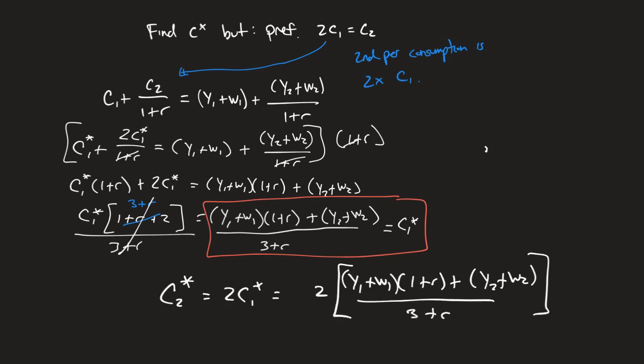So remember, in this case, C1 does not equal C2. Remember that in this one, C2 equals 2C1. So whatever number you get here, you just have to multiply it by 2, and that gets your C2. And that's how you solve for this C star when we have different types of preferences. In this class, you might see where they want to consume 3 times as much, or maybe they want to consume twice as much now and less in the future.